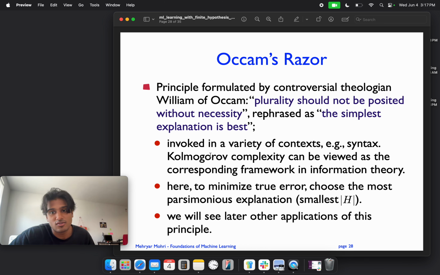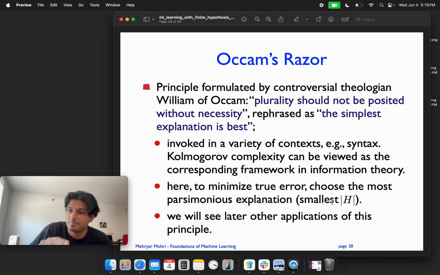It is invoked in a variety of contexts, for example syntax, Kolmogorov complexity. And here, to minimize the true error, choose the most parsimonious explanation, which is the smallest h, basically. But it's not just about minimizing the true error, it's about minimizing the true error with respect to the empirical error. It is entirely possible that if you choose a small h, your empirical error is high. Basically, you just take a function which always outputs a constant, and your empirical error is going to be high.